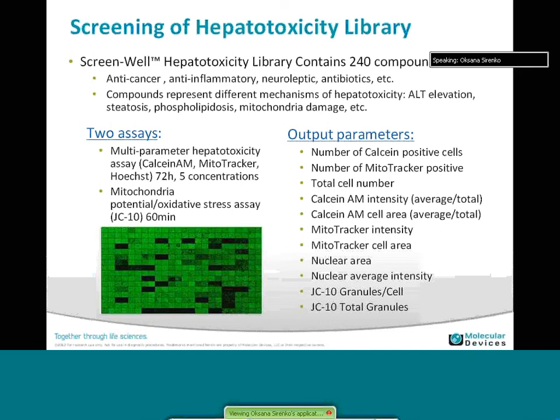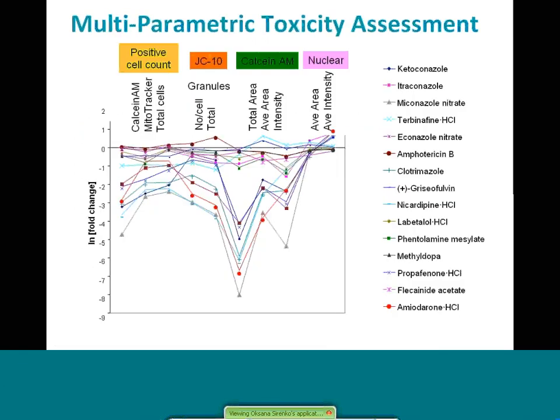So we read out different output parameters, which include the number of calcein-positive cells, MitoTracker-positive cells, total cell number, as well as average and total intensity for calcein AM or MitoTracker, and also average and total cell area. Also, we have used markers for nuclear characterization and JC-10 intensity.